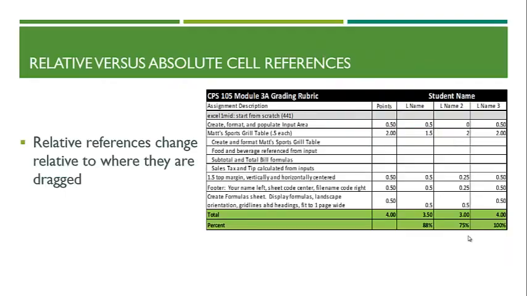A relative reference changes relative to where it's dragged. Take the total row on my grading rubric, for example. The sum function references column B to total the available points. As the function is dragged by the fill handle, the cell references change column letters, whereas the initial cell referenced column B. When I finally get to student 3, the sum function references column E. These are relative references.